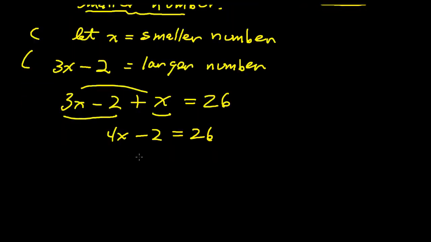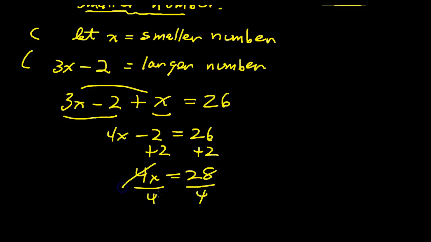Adding 2 to both sides, I'll get 4x equals 28. And if I divide both sides by positive 4, the 4's cancel on the left, and I'll say x equals 28 fourths, x equals 7. All right. And have we answered the question?